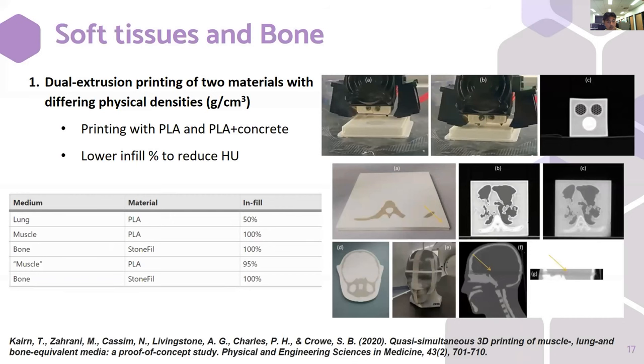Professor Crowe and his research group in Brisbane also demonstrated the use of this technology, dual extrusion printing, using the same materials, PLA and PLA reinforced with concrete, to emulate bone, muscle, and lung densities. Infill percentage was further lowered to reduce HU. Infill percentage defines the amount of material that occupies the internal parts of the object.